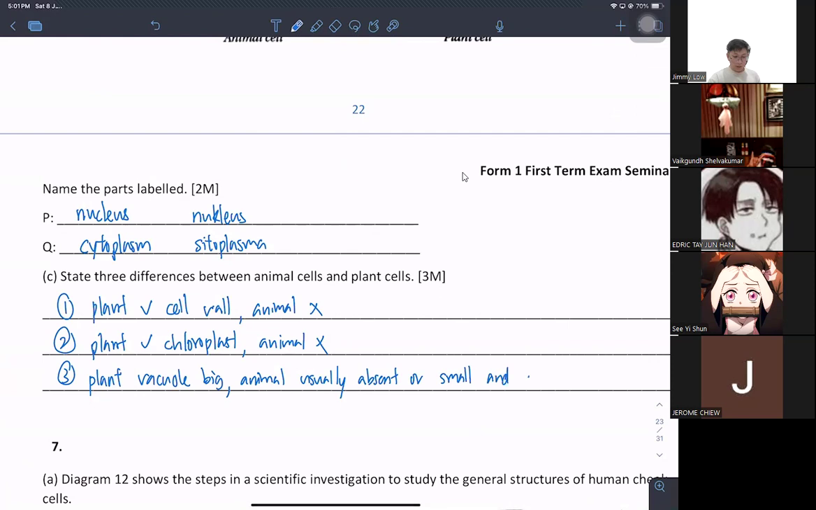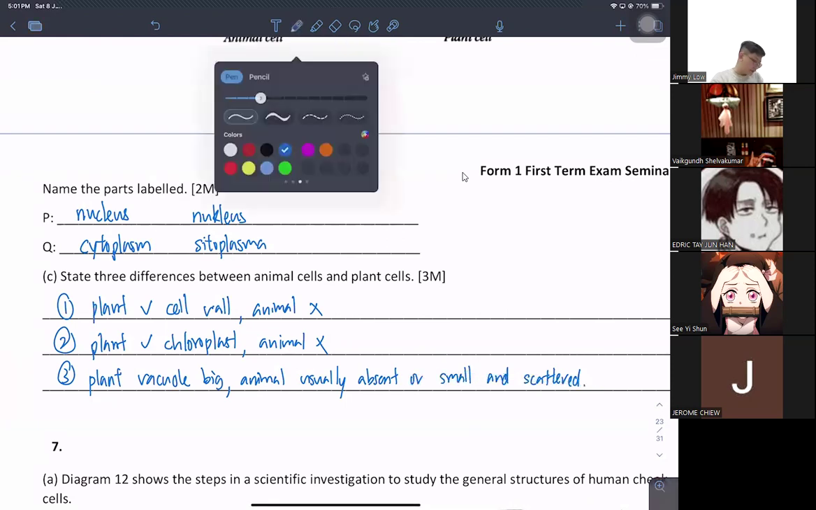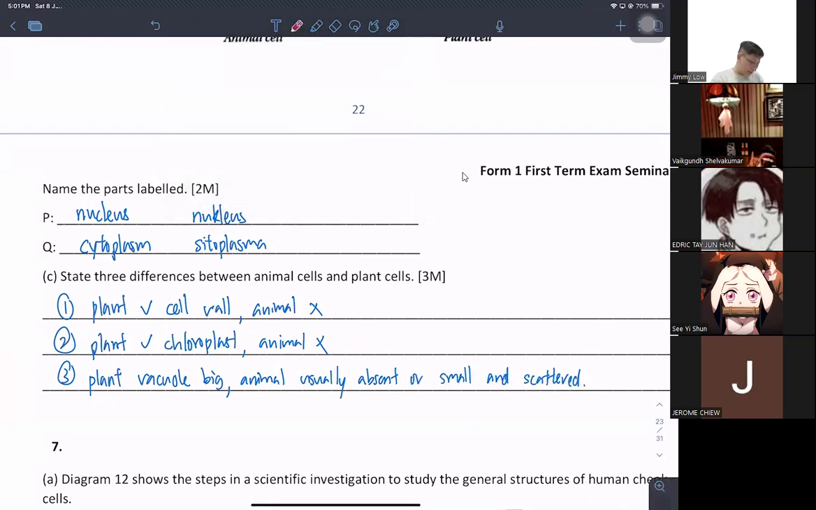Okay, this is what we call for animal. Animal cells usually don't have vacuole. Even if they do, they will have very, very small vacuoles, scattered. But actually, you can just simply write until here only: animal usually absent, full stop. I'm just giving you something extra. Okay, so PM, tumbuhan.